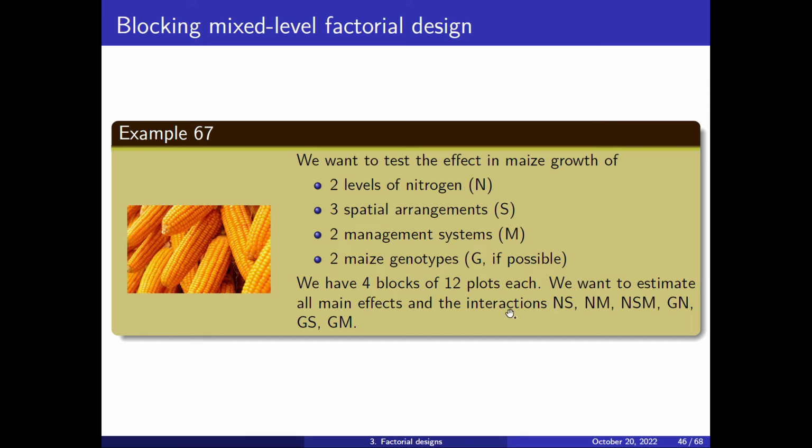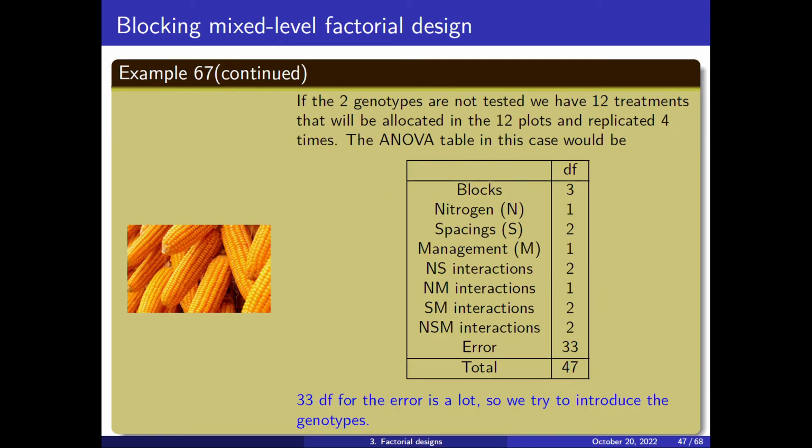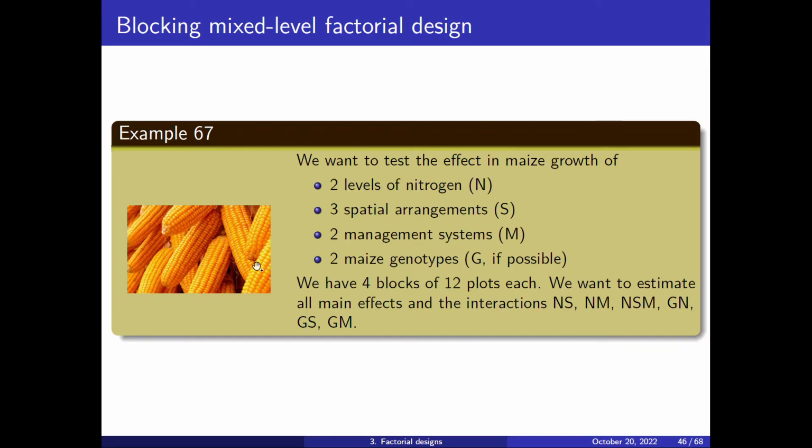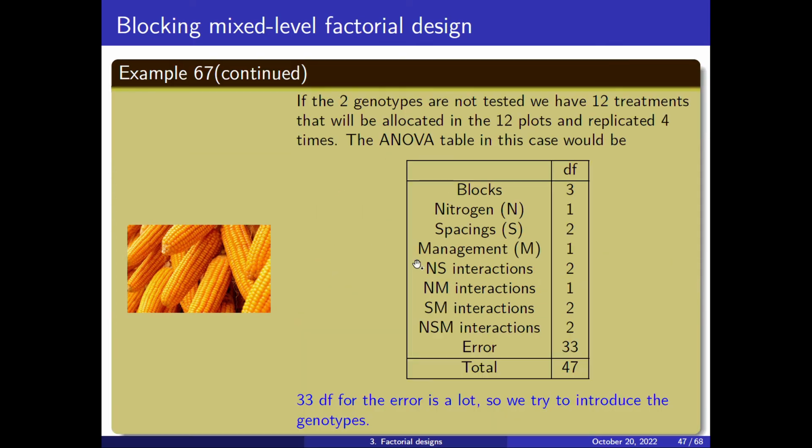We want to estimate all main effects and interactions. So we have second order interactions and a third order interaction. Let's see if we can make a design to estimate all these. Okay, so let's start counting the number of degrees of freedom. The genotypes were kind of optional, so let's start making the analysis without the genotypes.